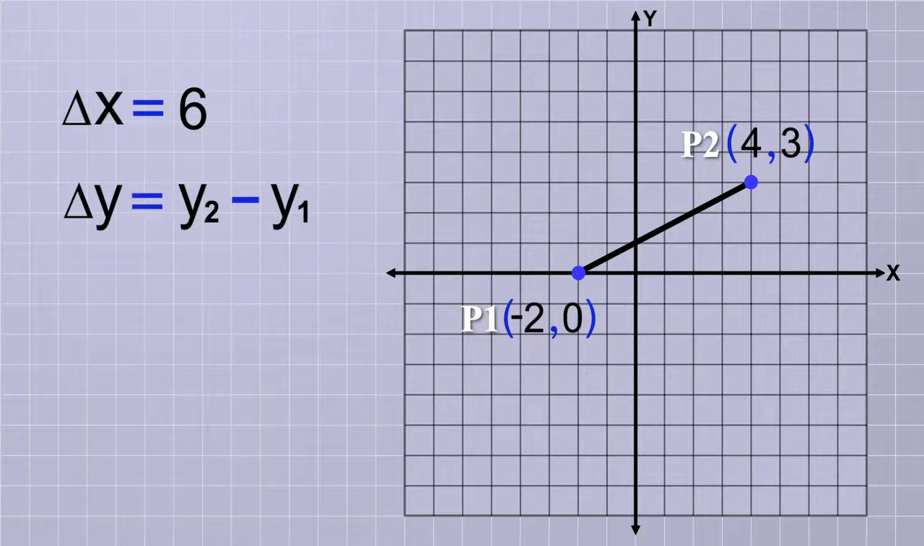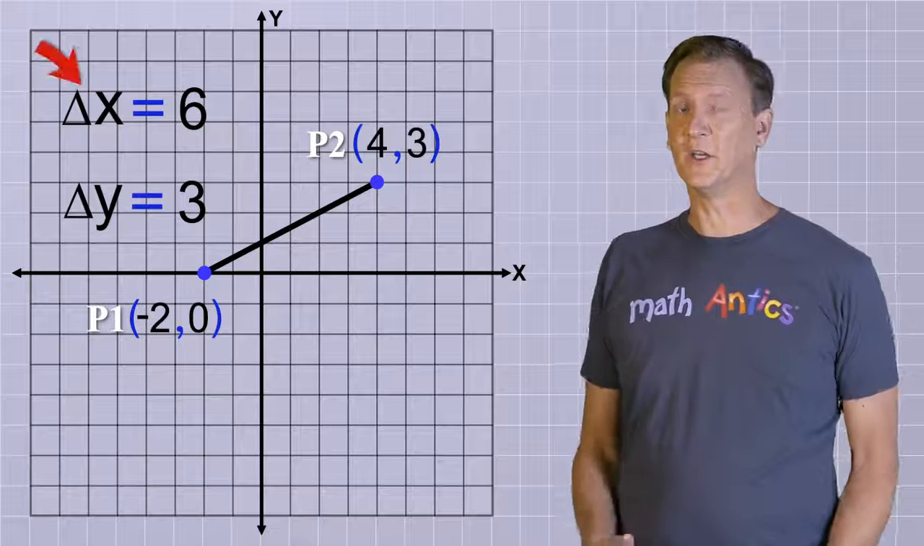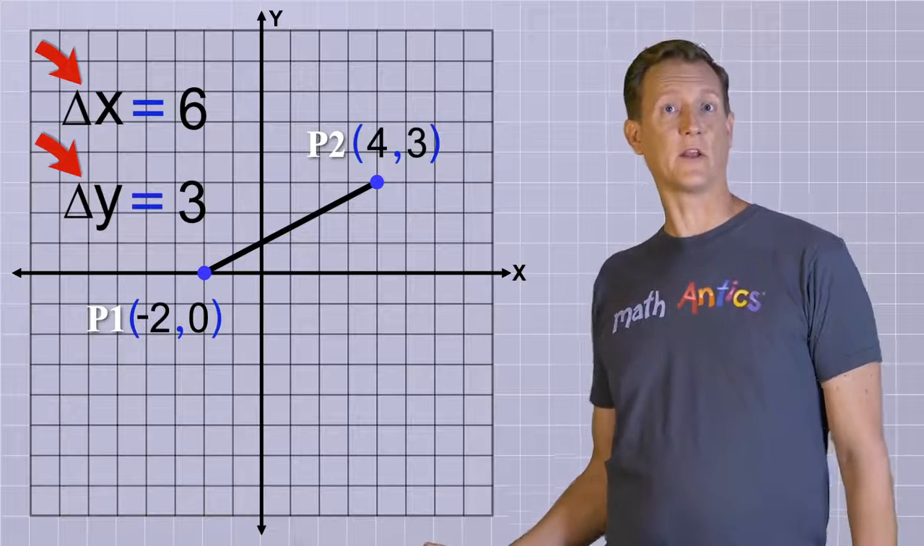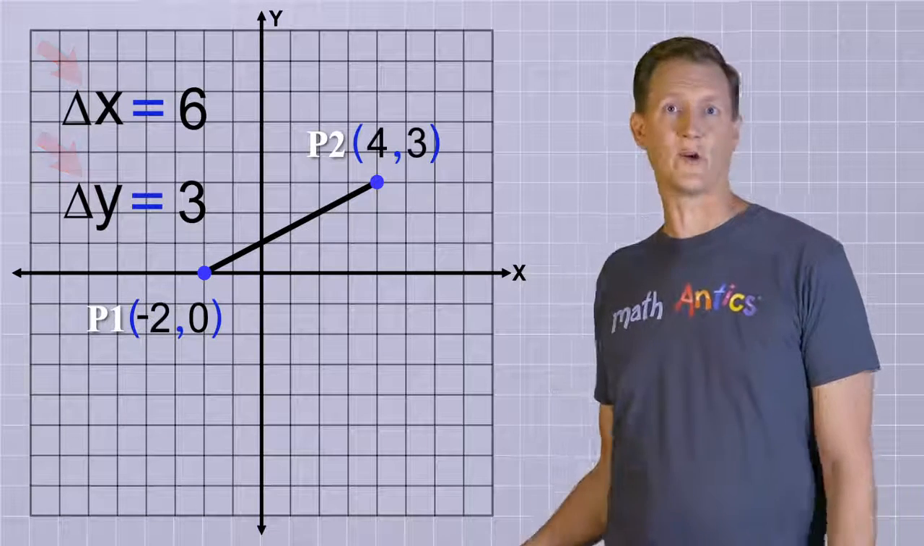Delta y equals y2 minus y1. And in this problem, y2 equals 3 and y1 equals 0. That means delta y equals 3 minus 0, which is just 3. Great, now we have our delta x and delta y values, and you can confirm that we got them correct by looking at our graph.